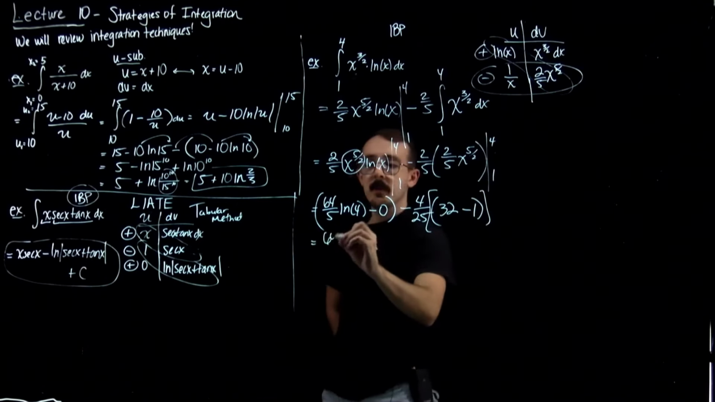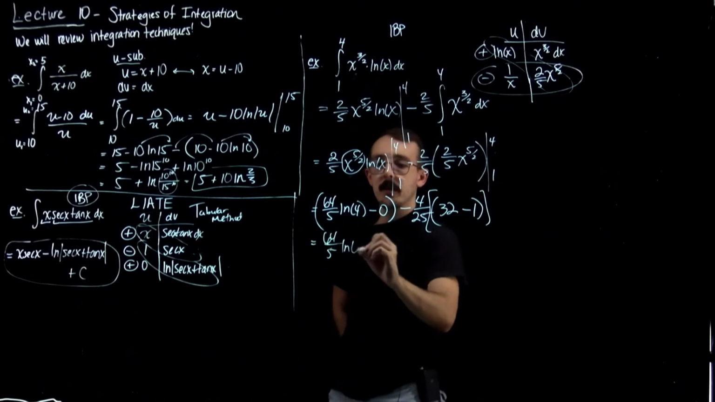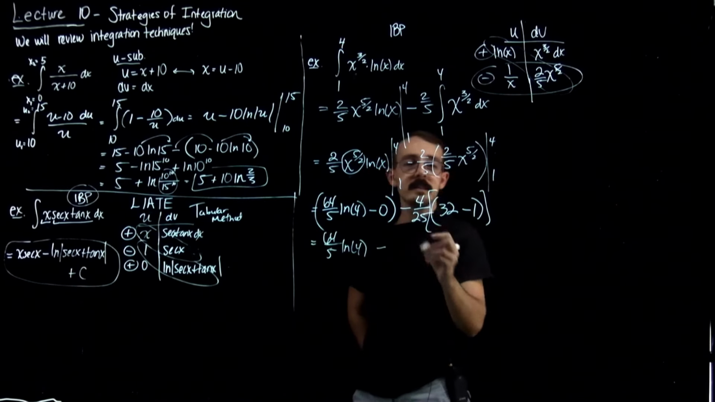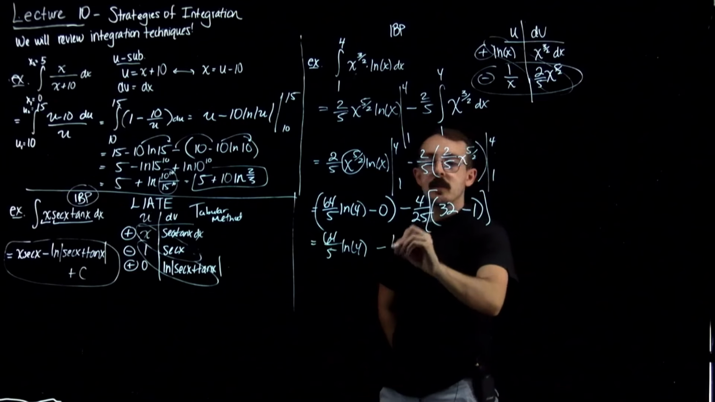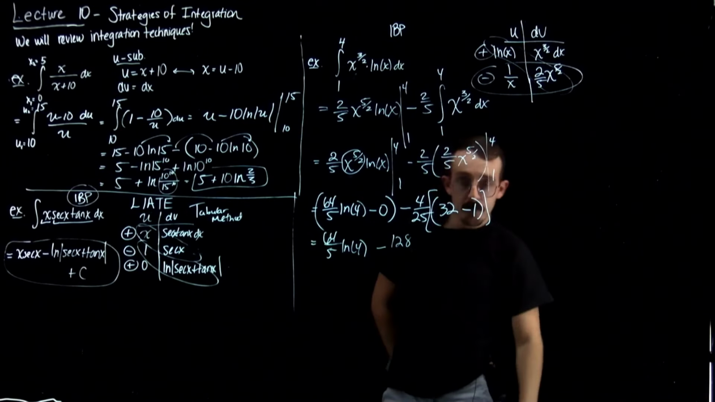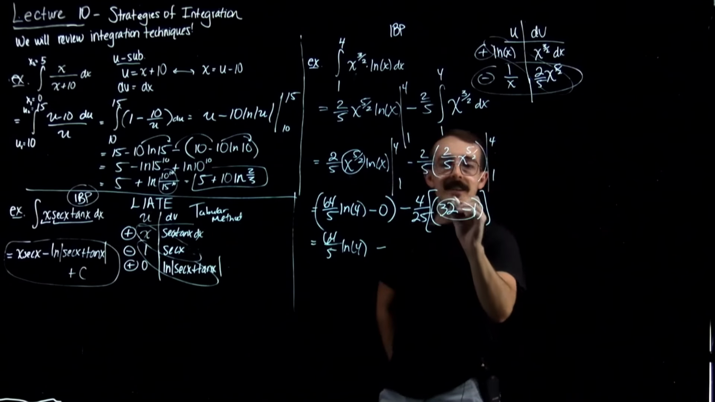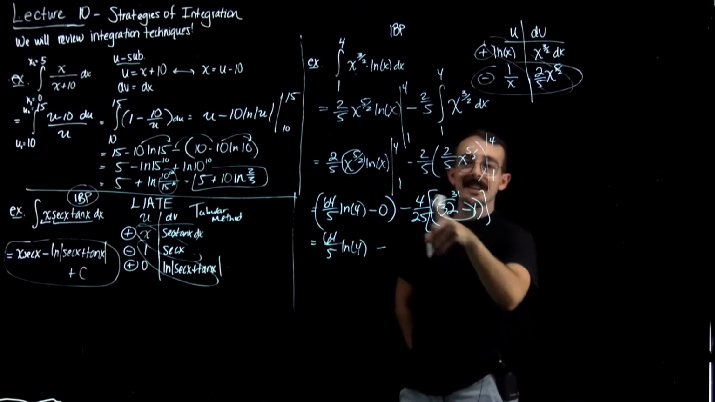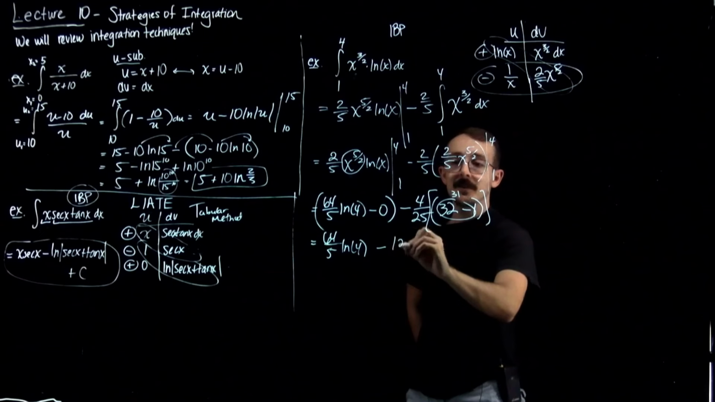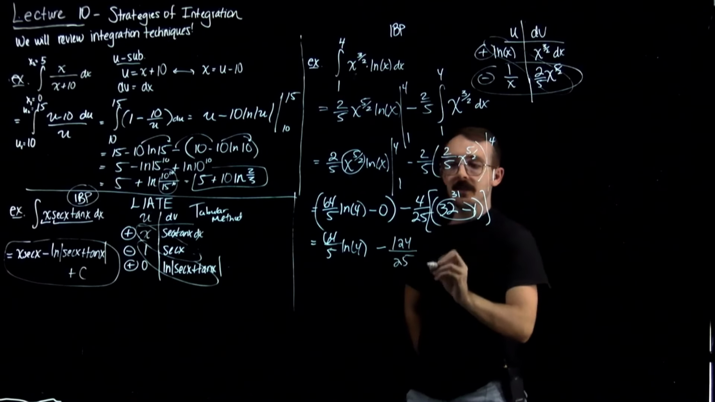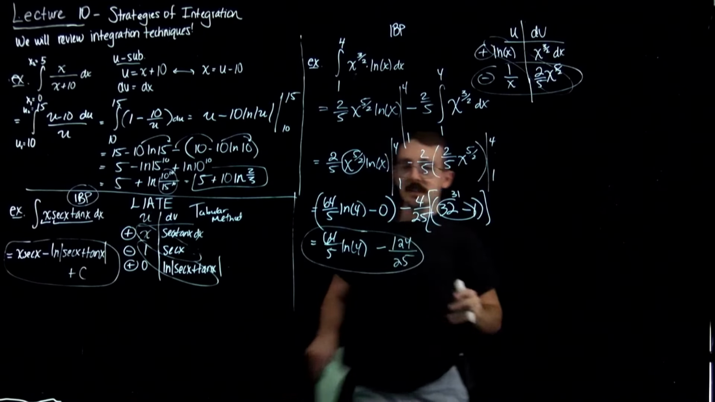So I'm cleaning this up a little bit more. You have 64 over 5 ln 4, and this is going to be minus 4 times 32 is 128. Let me do this a little nicer. This right here, that's 31, right? So then I'll do 4 times 31 is 124 over 25. And that's as far as I'm going to go for that.